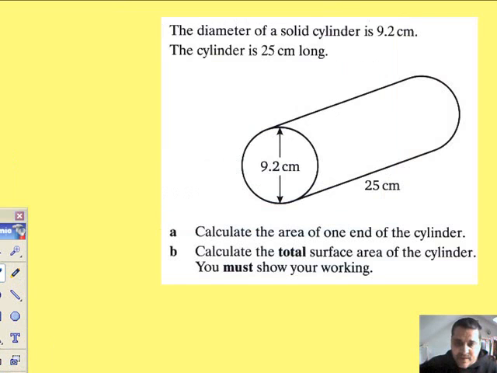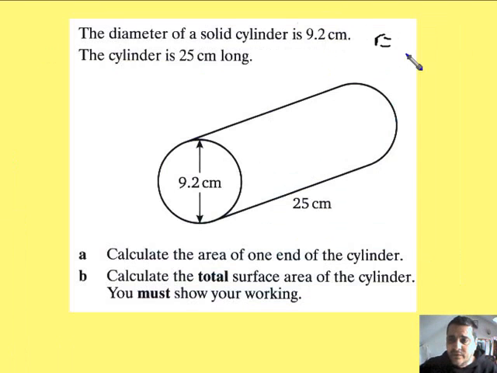Question 2 says, the diameter of a solid cylinder is 9.2 centimeters. Straight away, radius equals, just grab my machine, 9.2 divided by 2. So when I see cylinders, I want to see r, I don't want to see d. So I've got 4.6 centimeters. That's bound to come in handy in a minute.